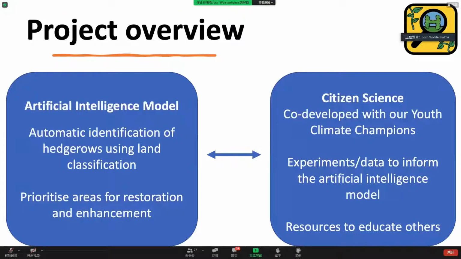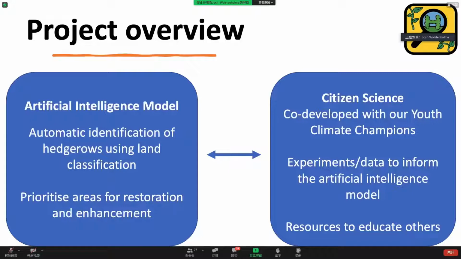So one side of our project is about combining remote sensing and artificial intelligence to determine the amount and scale of hedgerow gaps. However, this work additionally needs validation, and we're doing this using both GIS and field surveys, which in turn guides the artificial intelligence routines.